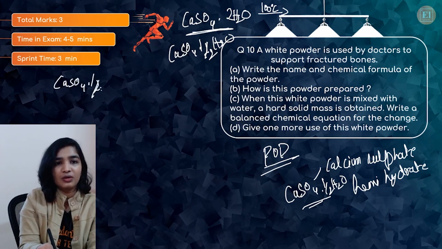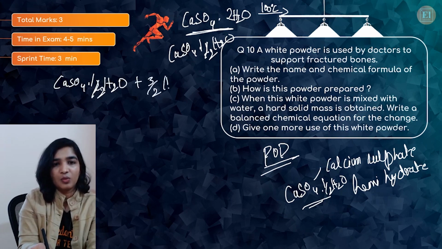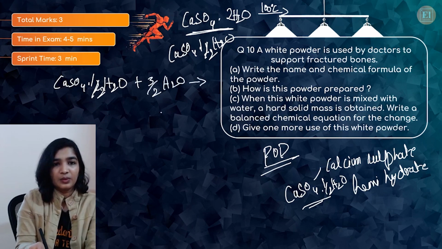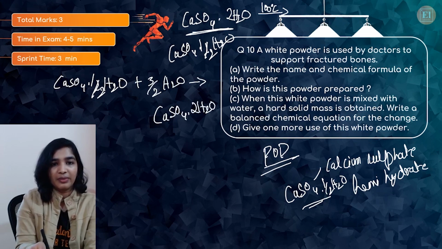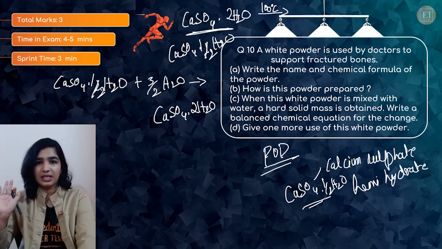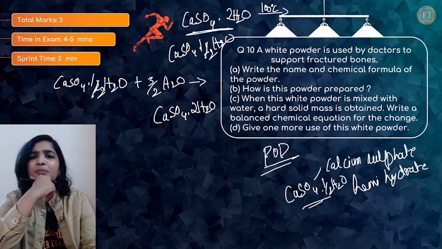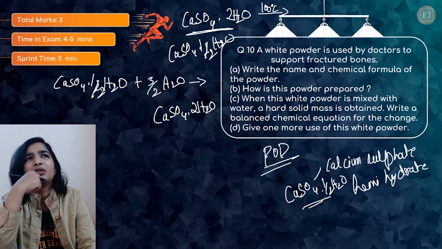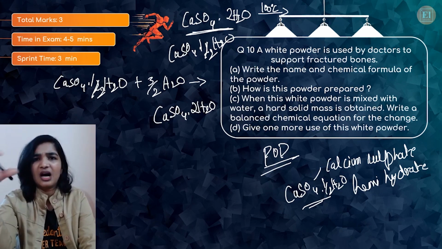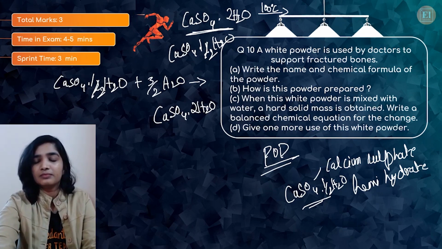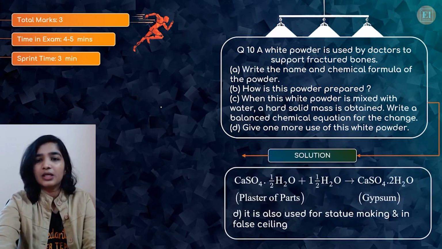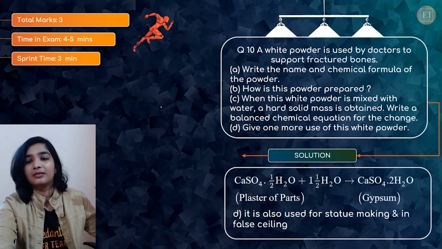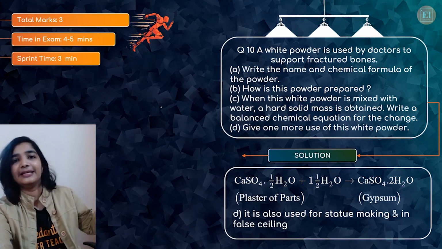CaSO4 dot half H2O plus 3/2 water, you will get CaSO4 dot 2H2O. So 3/2 plus 1/2 makes 2, right? Okay. Give one more use of this white powder. To make articles and all that, we will use POP. It is also used for making statues and the false ceiling.